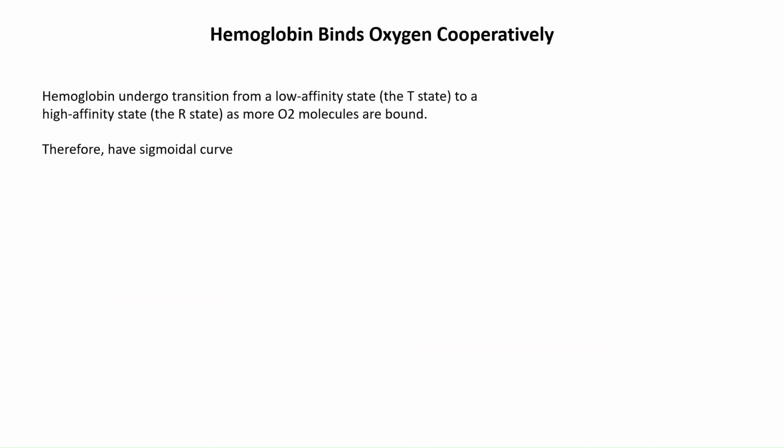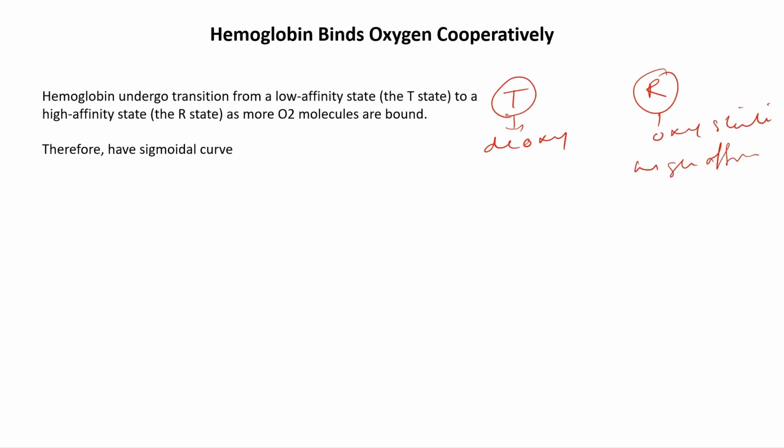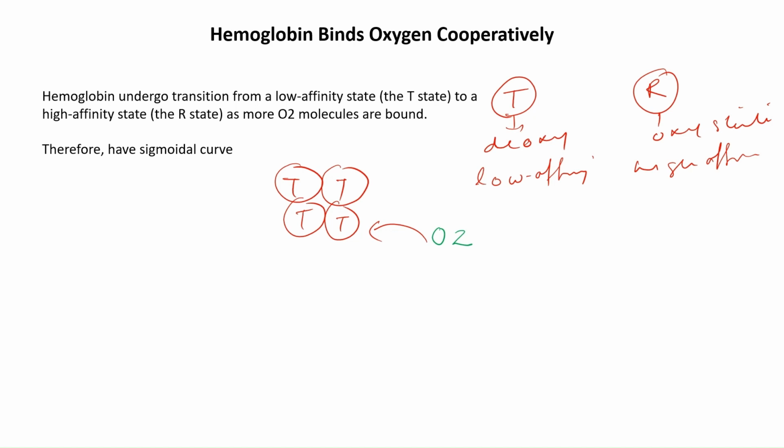Hemoglobin binds oxygen cooperatively. As we now know, hemoglobin exists in two states, that is the T state and the R state. T state means deoxy state and R state means oxy state. Hence the R state has high affinity for oxygen and the T state has low affinity for oxygen. Now what happens is, suppose these are the four subunits of hemoglobin in the T state. As soon as the first oxygen molecule comes and binds, what will happen then? The state will convert into the R state.